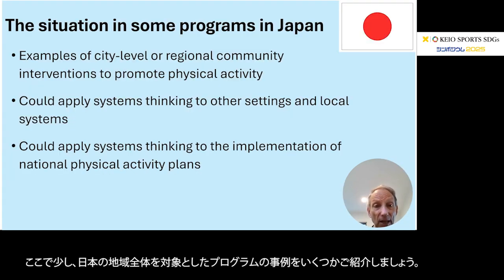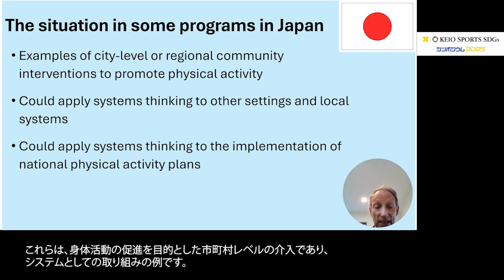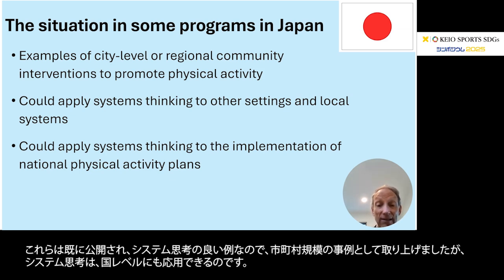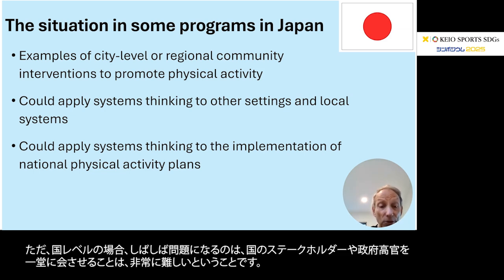I'm now going to spend a couple of minutes talking about the situation in some community-wide programs in Japan. These are city-level interventions to promote physical activity, which are examples at the system level, but you could use systems thinking to apply to a national setting in Japan or a large workplace or other more local systems. These are just city-wide examples because they've been published and because they are good examples of systems thinking. But you could apply systems thinking to your national physical activity plan.